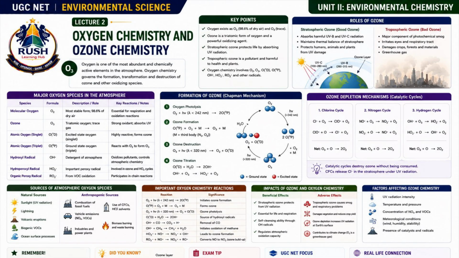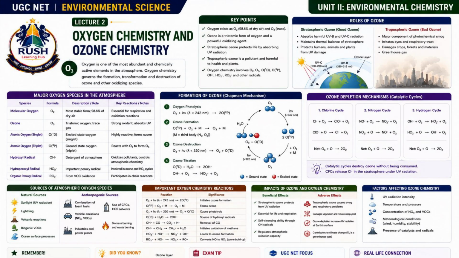When ozone absorbs ultraviolet radiation, it breaks down into molecular oxygen and atomic oxygen. This process is known as ozone photolysis. As a result, ozone formation and ozone destruction occur simultaneously, creating a dynamic balance known as the ozone-oxygen cycle. This cycle is essential for maintaining the concentration of ozone in the stratosphere.